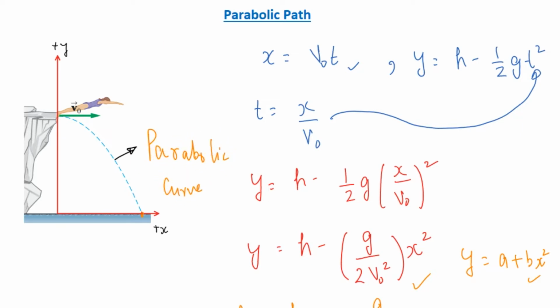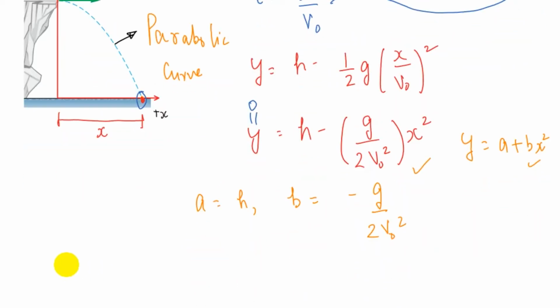Now try to figure out from this figure where the projectile lands. The projectile lands at this point where the y coordinate becomes 0 and we need to find this distance x. So how can we find this? We know that at this point the y coordinate becomes 0, so we can equate y equals 0. So let's do it.